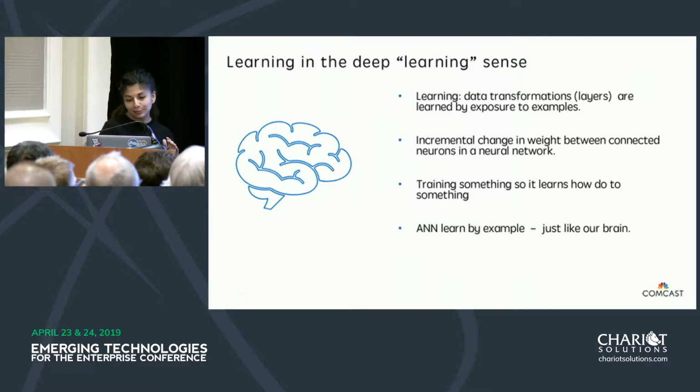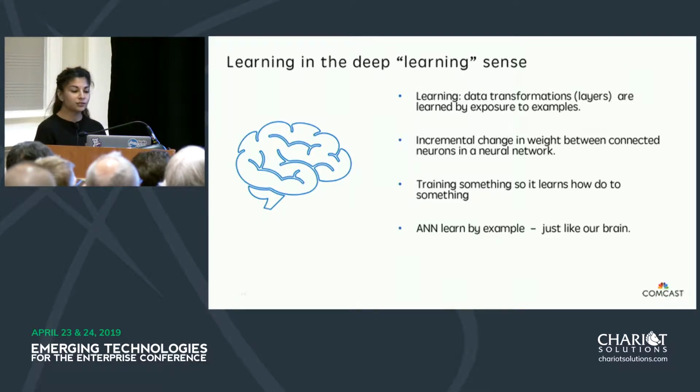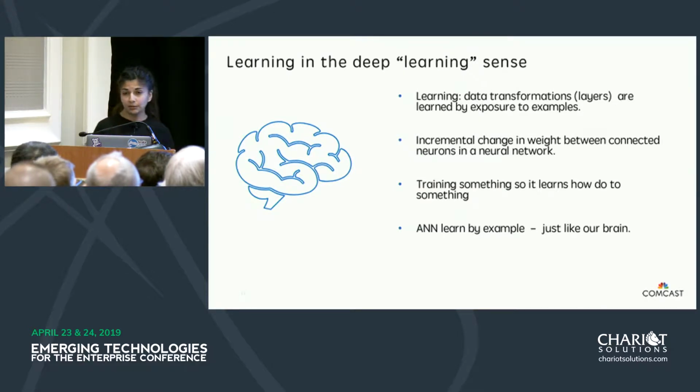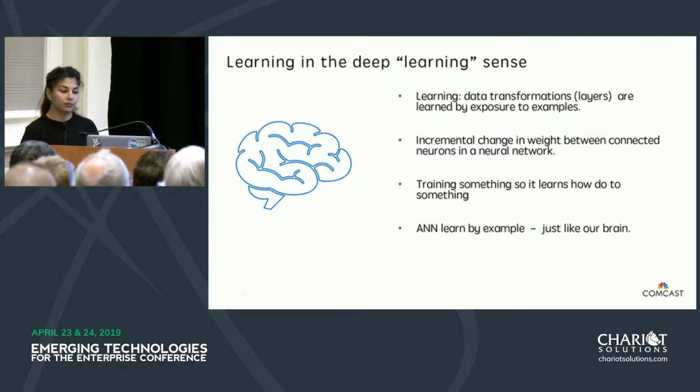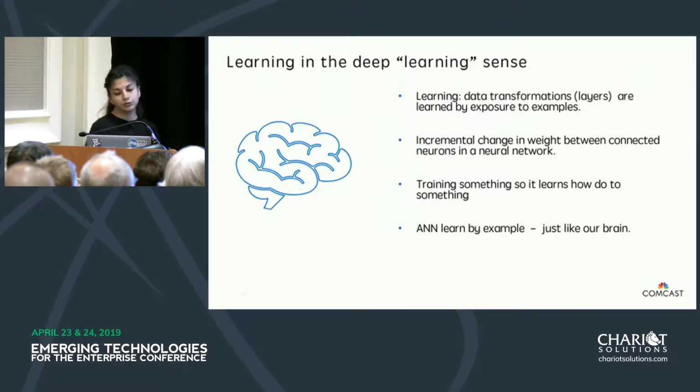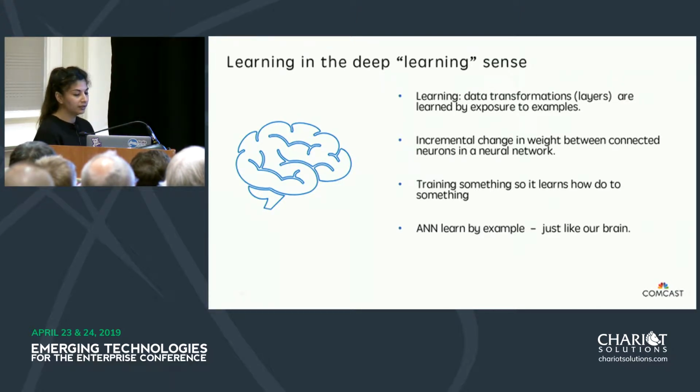So learning, in the deep learning sense, is essentially talking about the data transformations of these layers. There are a couple of key concepts that we've gone over here. We've gone over the simplest, which is a neuron or a node, and then we've organized these nodes into these containers, these layers. Nodes within a layer do some sort of computation and pass that information to the next layer. So learning is the act of data transformations via learning by exposure to examples of data. Incremental change in weight between connected neurons in a neural network, in other words.